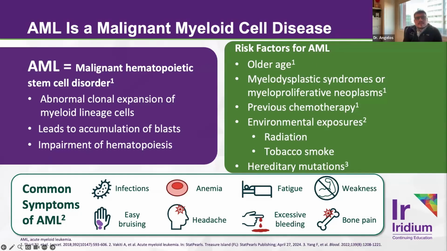There's several risk factors for developing an AML. Certainly, as patients age, they're more likely to collect mutations that can drive disease. Antecedent myelodysplastic syndromes or myeloproliferative neoplasms can also ultimately transform into an AML. And then also, exposures can play a significant role, either a previous chemo radiation from a solid tumor treatment, or environmental exposures like tobacco smoke, Agent Orange, certain chemicals, and pesticides. All of this can predispose individuals to getting AML.